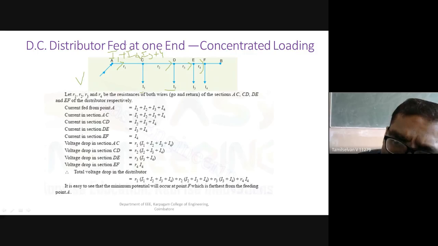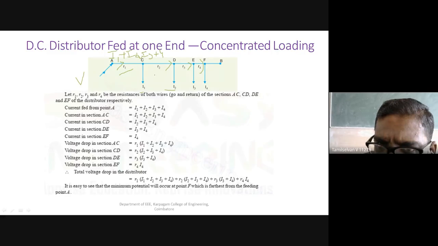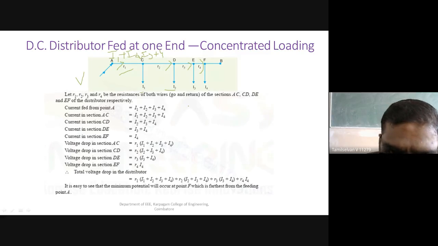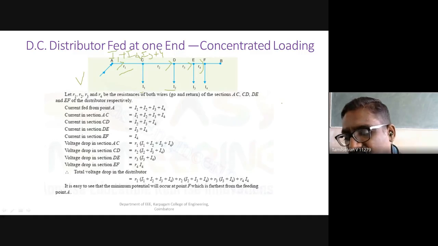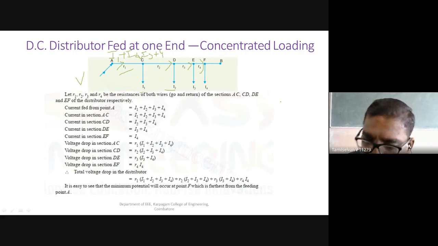If I know the current in each section and the resistance, here I take R1 as the resistance of section AC, R2 as the resistance of CD, R3 as the resistance of DE, and R4 as the resistance of EF. If I know the resistance and current, I can calculate the drop in each section. If we add them, that gives the total voltage drop. From that we can find the minimum potential point for the distributor fed at one end.